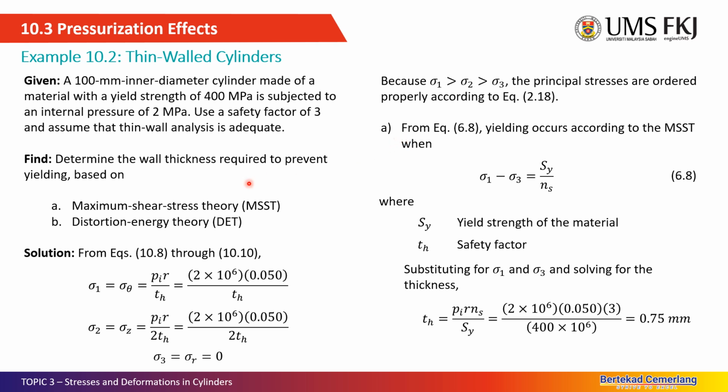To solve using the maximum shear stress theory, MSST, based on equation 6.8, yielding occurs according to the MSST when sigma 1 minus sigma 3 is equivalent to the yield strength of the material divided by the safety factor. So we substitute stress 1 and stress 2, and solving for the thickness, we get the thickness equal to the internal pressure times the inner radius times the safety factor divided by the yield strength of the material. So we get 0.75 millimeter for the thickness.